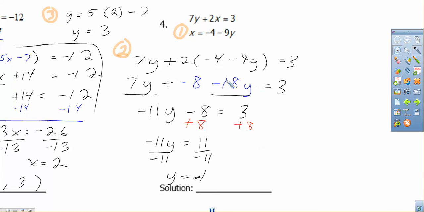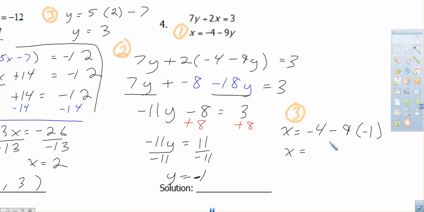So let's go back and plug it into the original equation. Step 3. The original equation was x equals negative 4 minus 9y. But y is negative 1, so we get x equals negative 4 minus 9 times negative 1. That should be a positive 5. So our solution, remember x goes first, the ordered pair x, y is 5, negative 1. That's it.